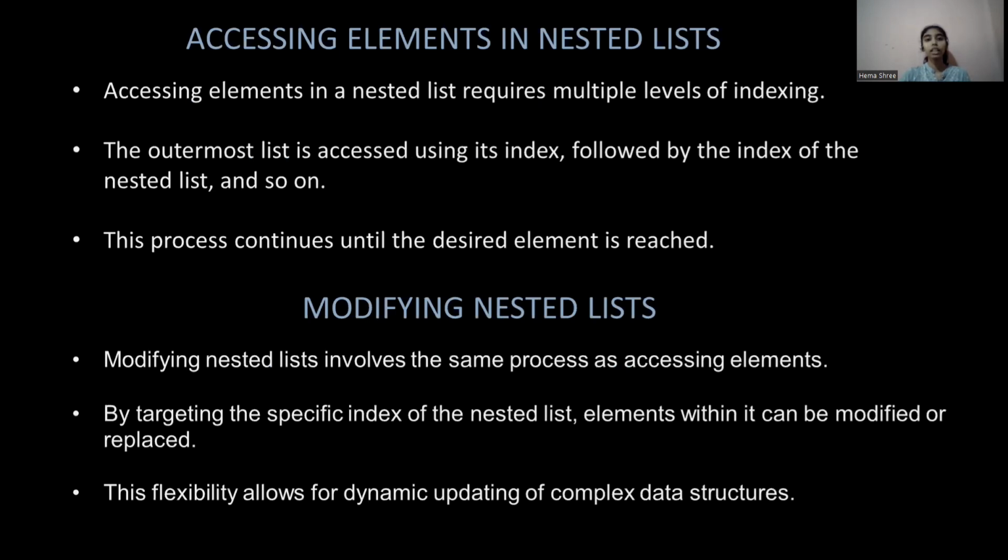Accessing an element in a nested list requires multiple levels of indexing. The outermost list is accessed using the index, followed by the index of the nested list, and so on. This process continues until the desired element is reached.